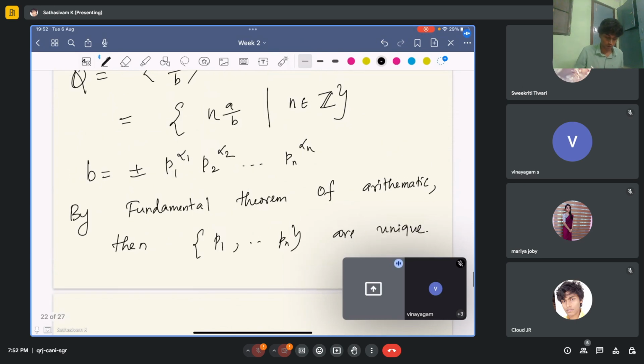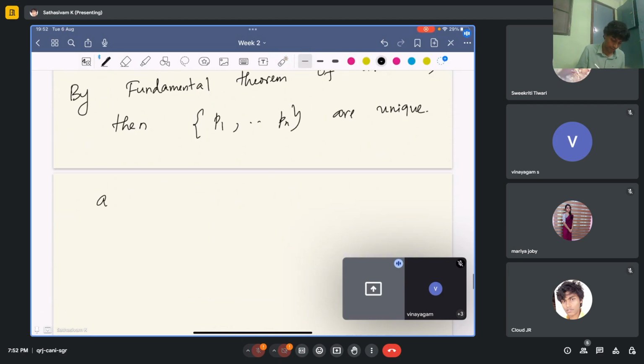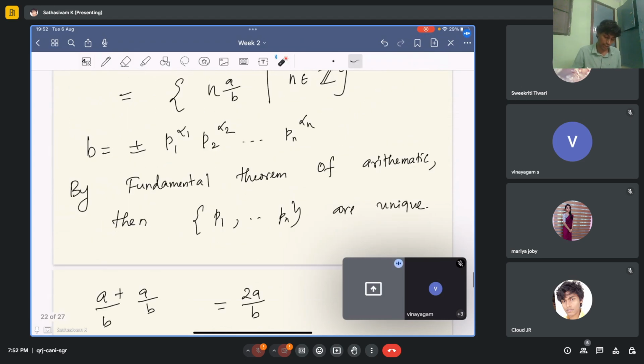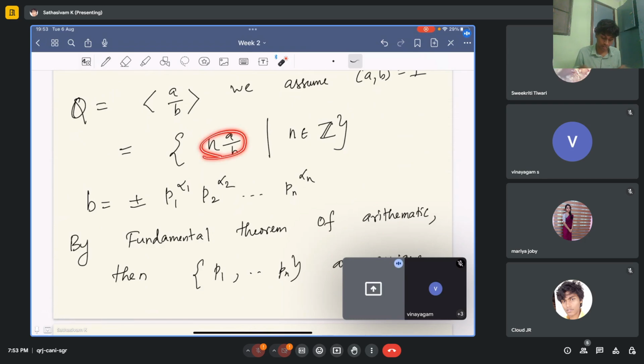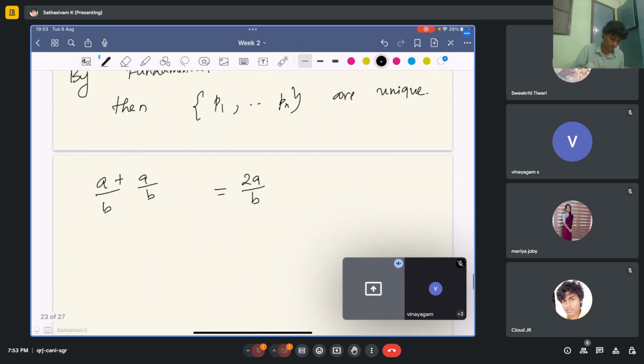Now let's look at what happens with n times A by B. Suppose I add A by B plus A by B, what will I get? You get 2A by B. You are always writing it with the lowest denominator, so whenever you get something like that, cancel it out. It doesn't matter if you have 2 by 4, this is the same as 1 by 2.